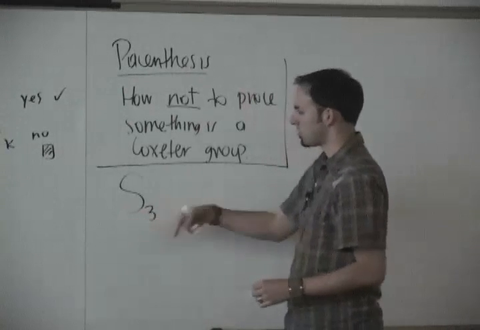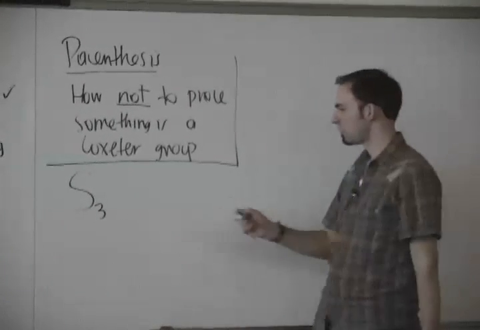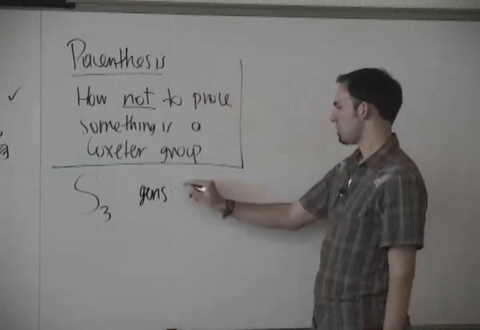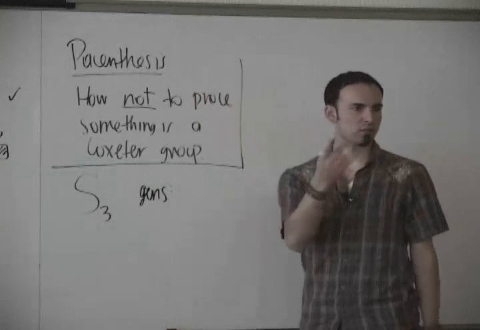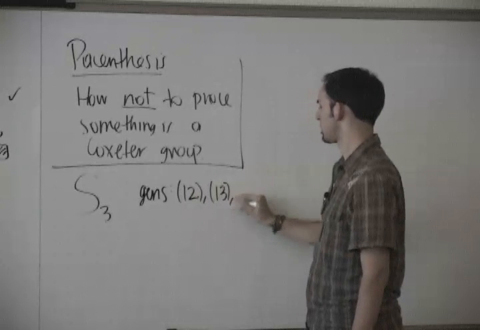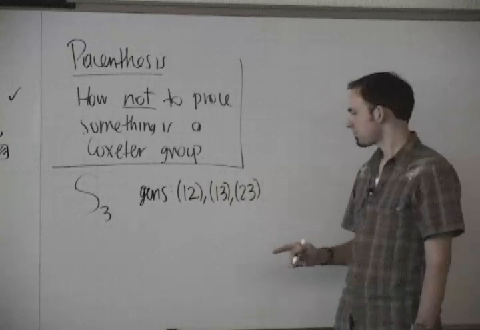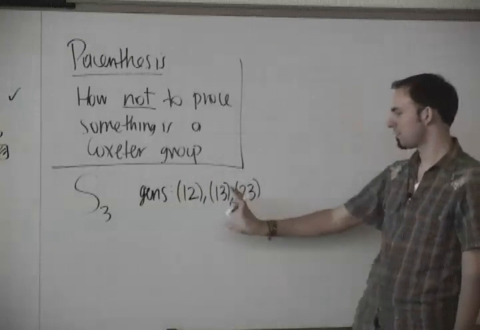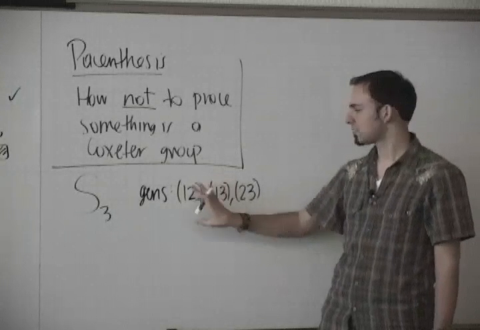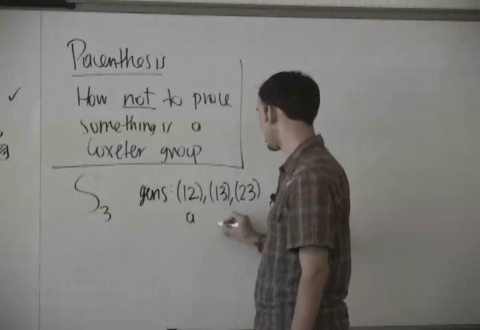Let's say that, so what do you need to have a Coxeter group? You need to find generators that satisfy the correct relations, right? So generators. Well, we know that the transpositions generate the symmetric group. In fact, you know already that these two guys generate everything. But I'm going to ask you to forget that for now. And let's say, well, these guys are generators. They definitely generate the group. Let's call them A, B, and C.